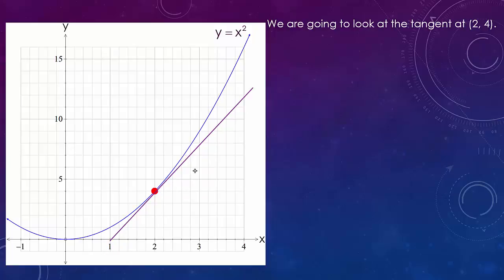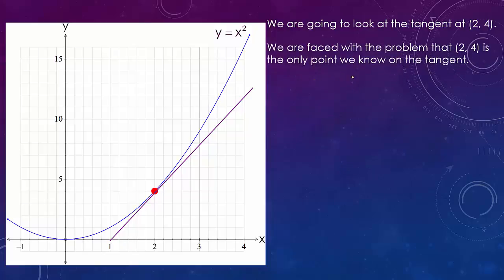It's not an accurate tangent, and therefore I can't use another point I can see on it in order to work out the gradient. So we're faced with the problem that (2, 4) is the only point we know on that tangent. What we do is approximate the tangent with a chord.